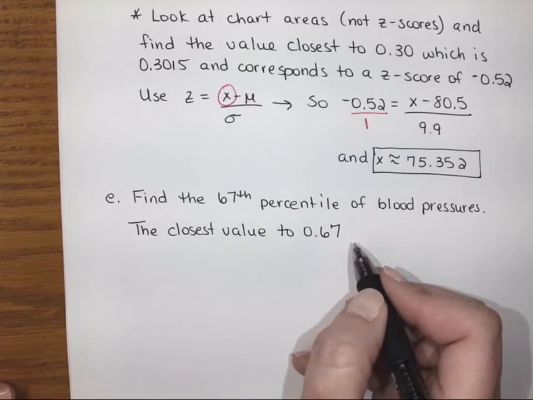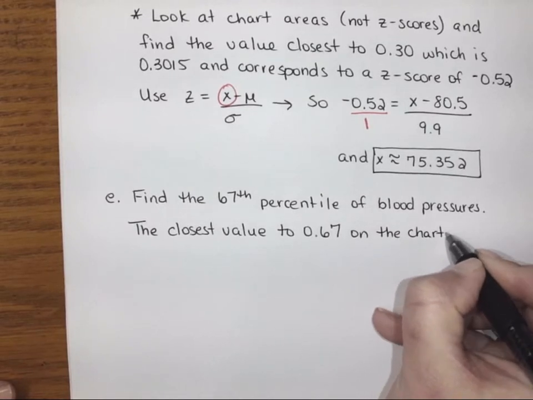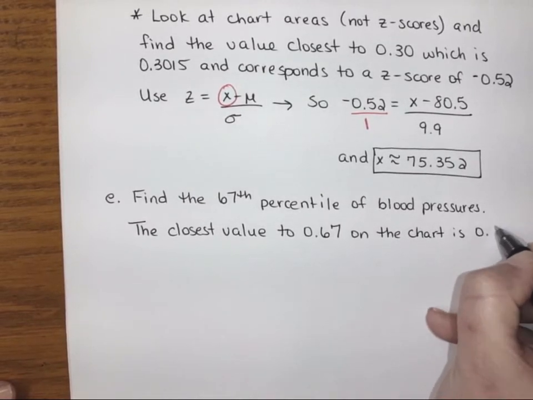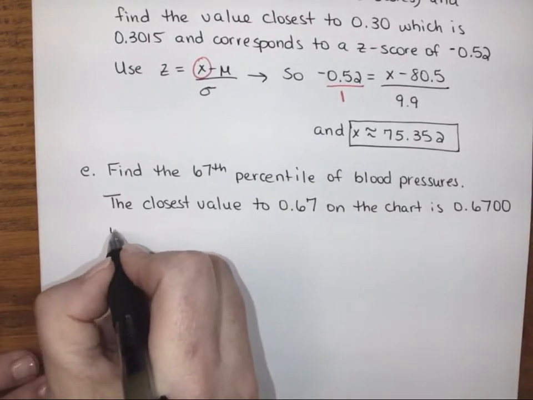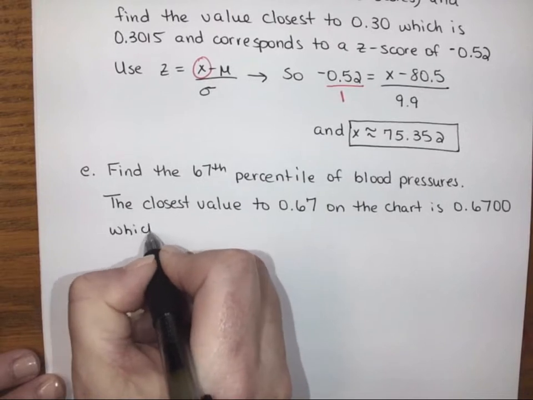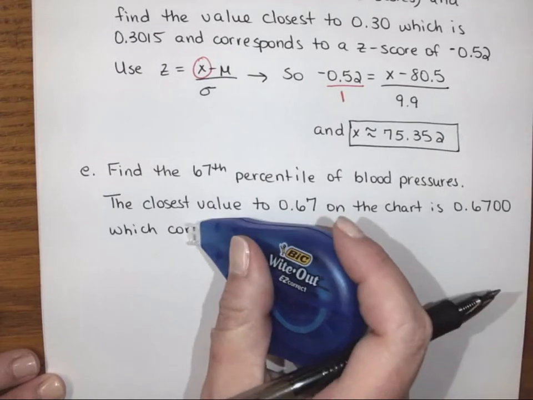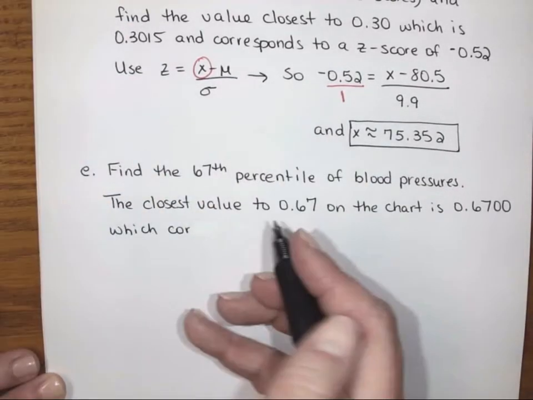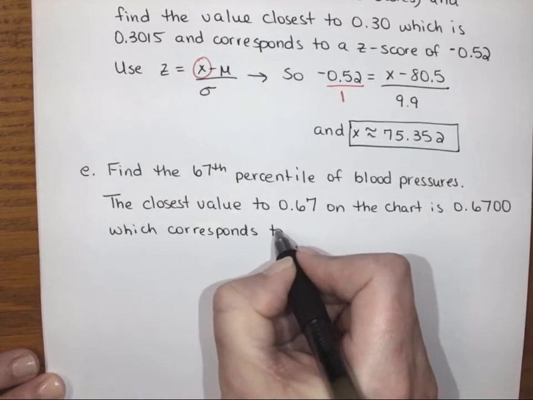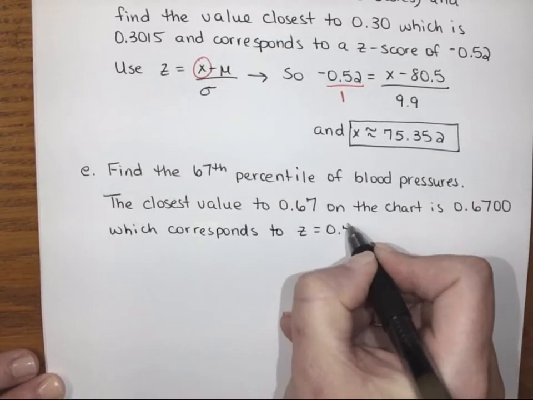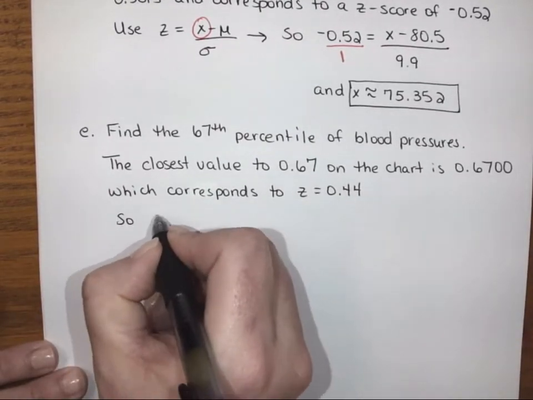The closest value to 0.67 on the chart, if you look, there's actually one that is real close. It's actually 0.6700. That hardly ever happens that you'll get it exact, so you usually just need to pick the one that's closest. And then what you really need to do is say what it corresponds to. So if you look at your chart, that corresponds to Z equals 0.44. And then you're going to plug it in that Z-score formula.